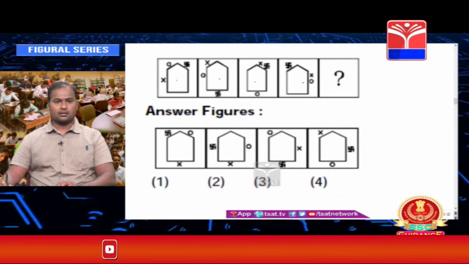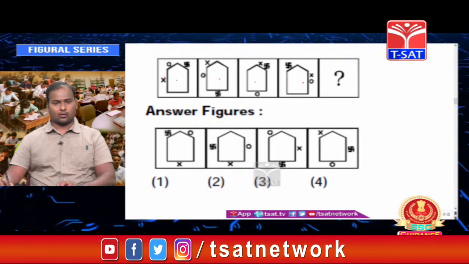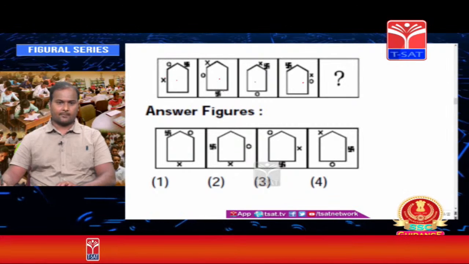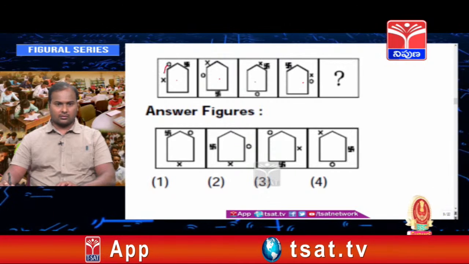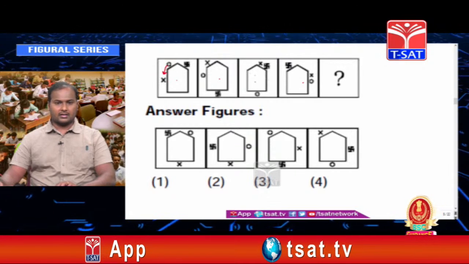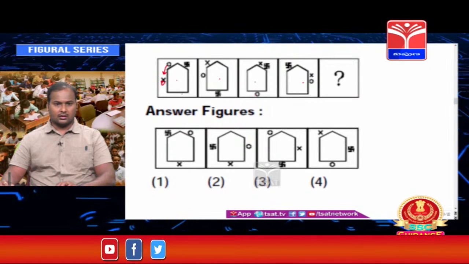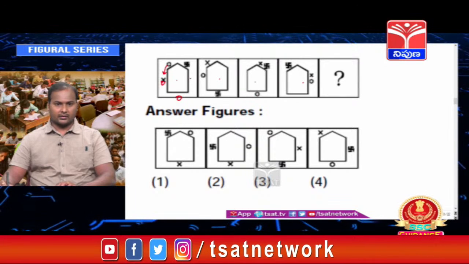The outside square, circle and cross, these three are changing. We need to observe how these are changing. First I take the circle. The circle came to this position, next came to the bottom, so initially here, next bottom. So obviously the next you will have somewhere here.